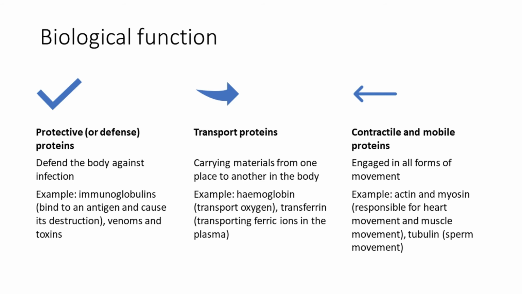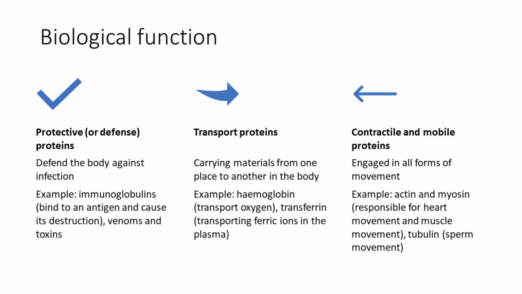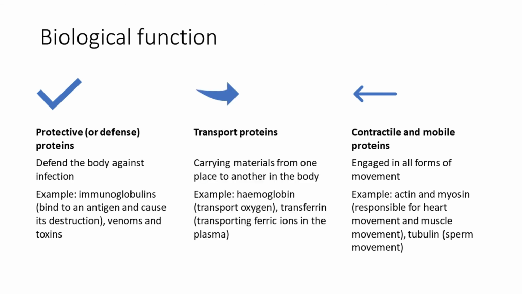Transport proteins. Carrying materials from one place to another in the body. Example: hemoglobin, transport oxygen; transferrin, transporting ferric ions in the plasma. Contractile and mobile proteins engaged in all forms of movement. Example: actin and myosin, responsible for heart movement and muscle movement; tubulin, sperm movement.